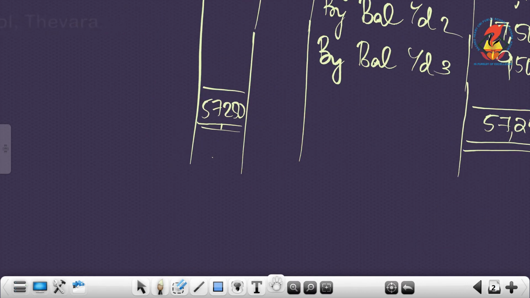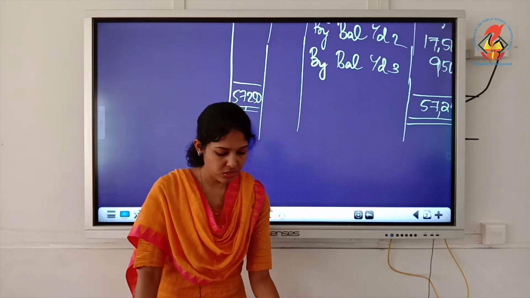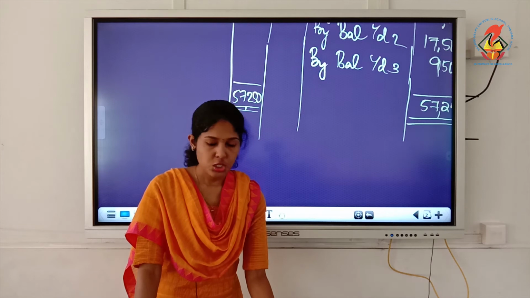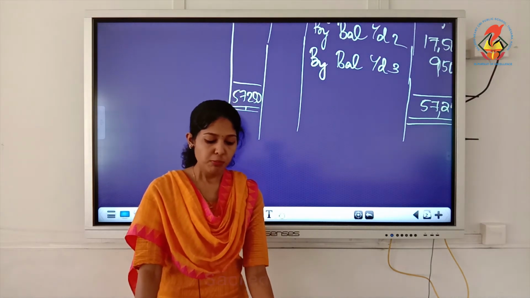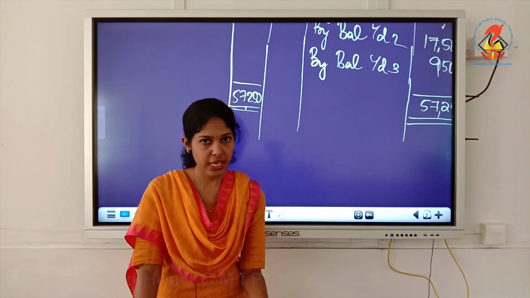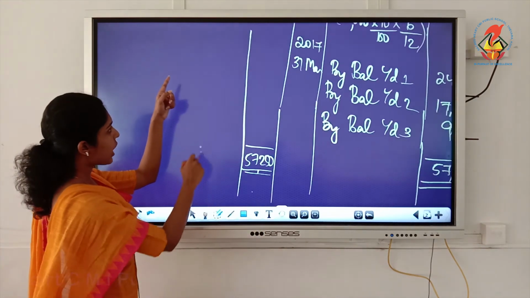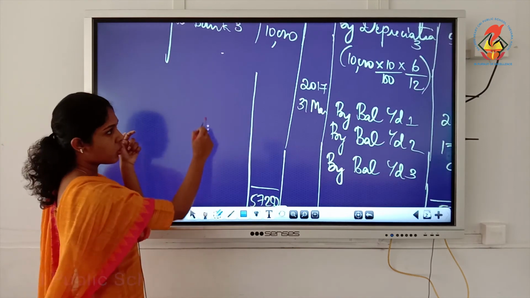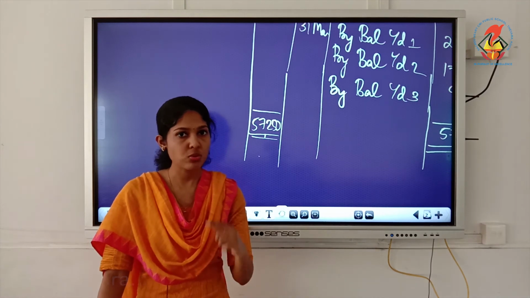Moving on to the third year. Actually here they haven't asked for how many years we have to prepare the machinery account. It's just written, show how machinery account would appear, and the last sentence, did you read, what would be the value of machinery account on 1st April 2018. Which year are we doing now? We finished just now 2016-17.